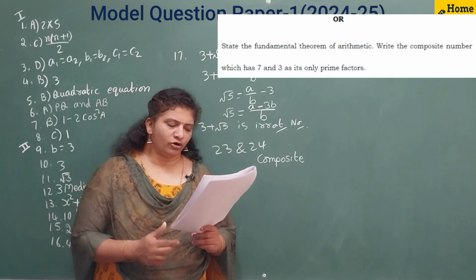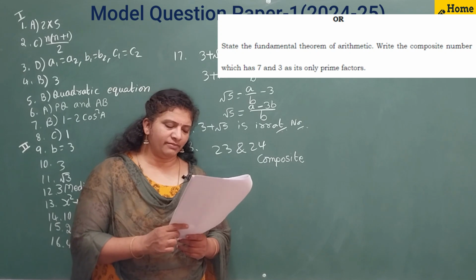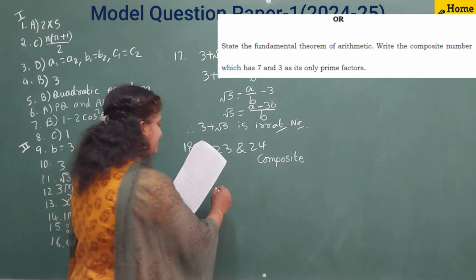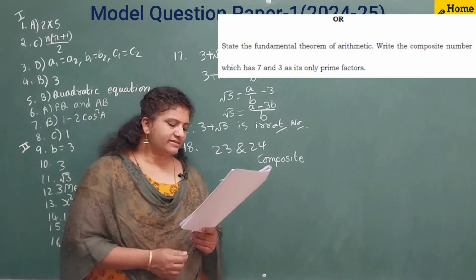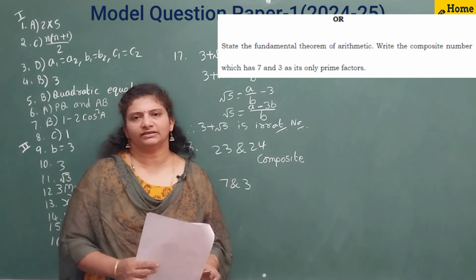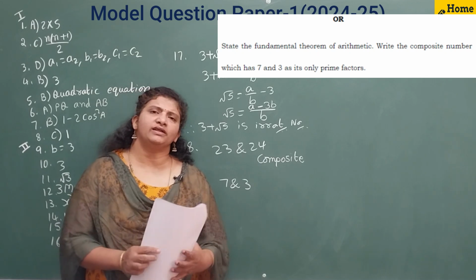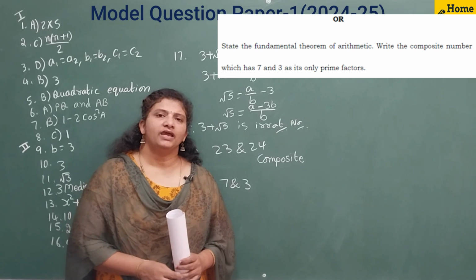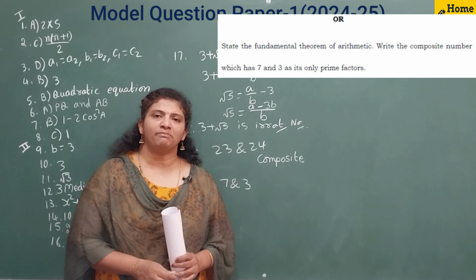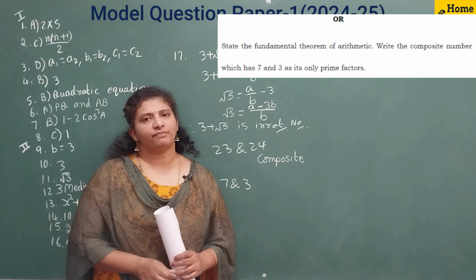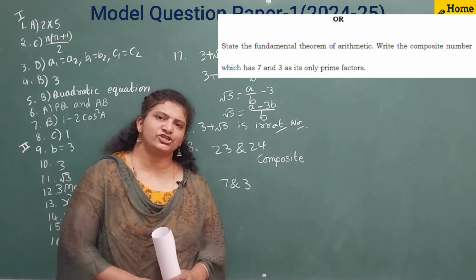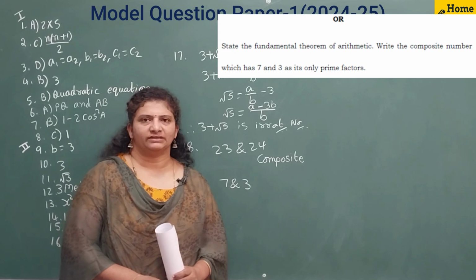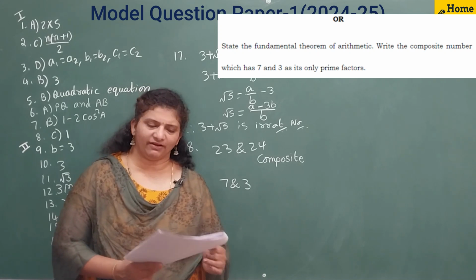In this, we have one more OR question. State the fundamental theorem of arithmetic. Write the composite number which has 7 and 3 as its only prime factors. What is the fundamental theorem of arithmetic? This is a very important definition. Every composite number can be expressed as a product of primes. Its factorization is unique apart from the order of these prime numbers. This is your fundamental theorem definition.